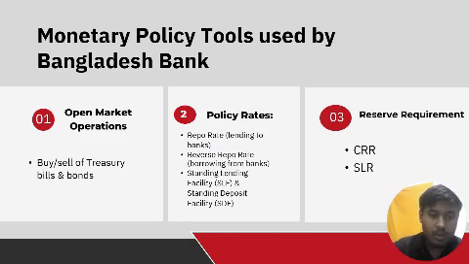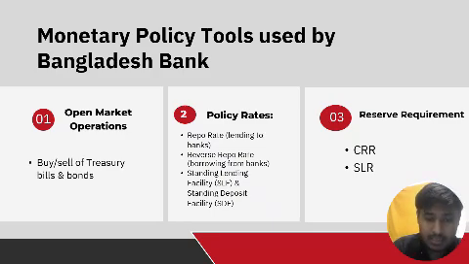Now I will talk about some tools used by Bangladesh Bank. First of all, we talk about conventional tools like open market operation. What is open market operation? Open market operation is when Bangladesh Bank buys and sells securities like treasury bills and bonds to the commercial banks and controls the money supply.